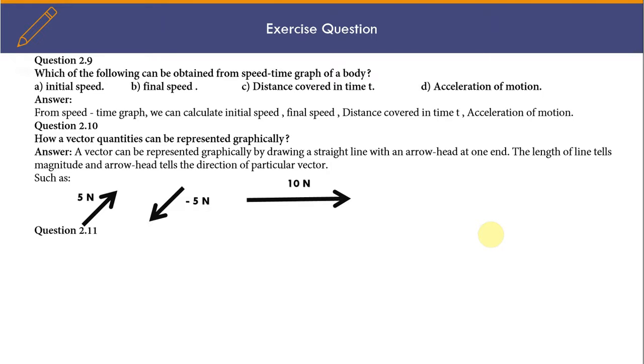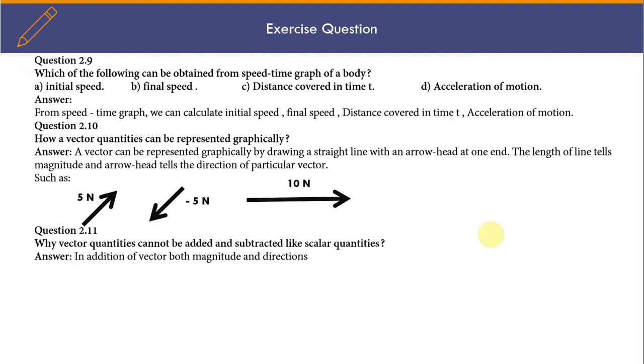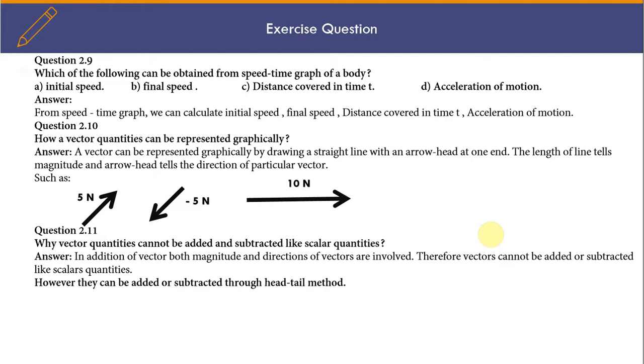Question 2.11: Why can vector quantities not be added and subtracted like scalar quantities? In addition of vectors, both magnitude and directions of vectors are involved. Therefore, vectors cannot be added or subtracted like scalar quantities. However, they can be added or subtracted through the head-to-tail rule.